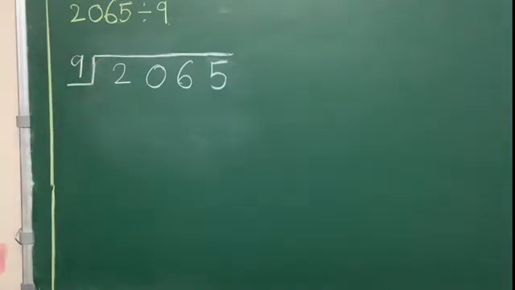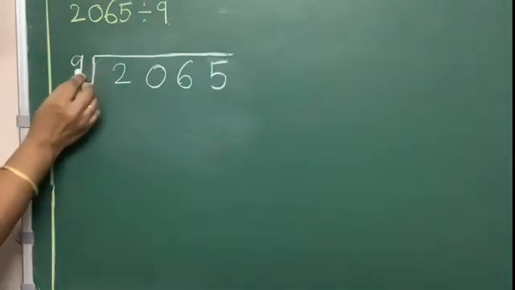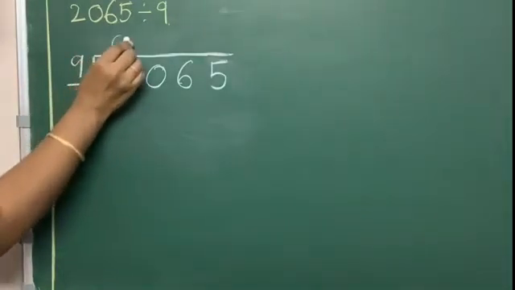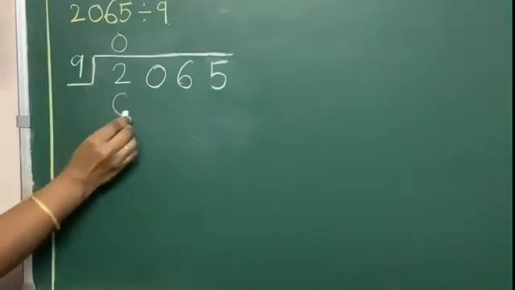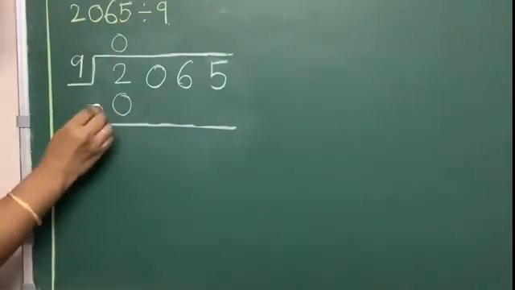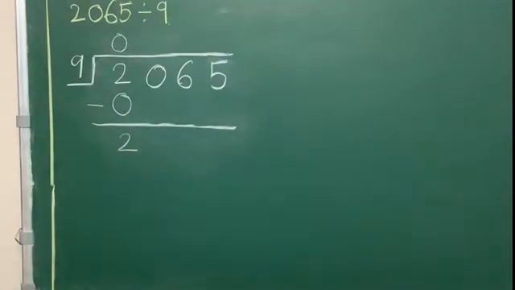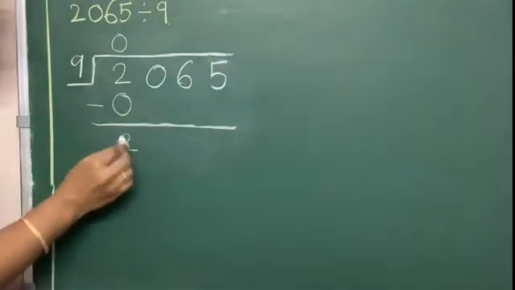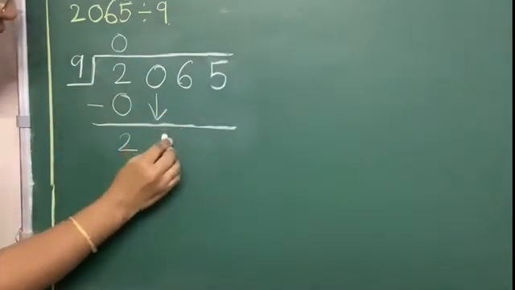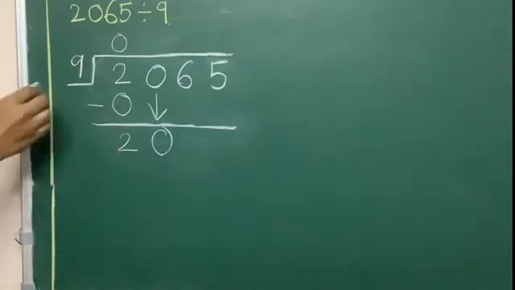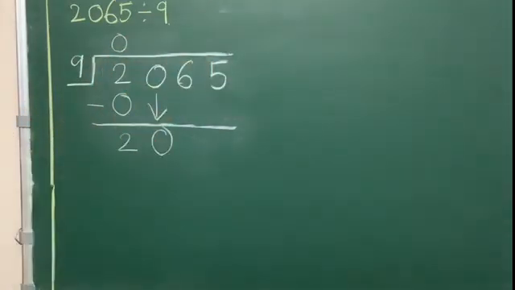So one way you can do is, with 9, how much you have to multiply to get the nearest number of 2? Because here 2 is less than 9. Only way is, you can multiply with 0. 9 zeros are 0. So what is the answer, children? 2 minus 0, it is 2. Right, 2 minus 0, it is 2. Now here 2 is less than 9. Again you bring the other digit down. Okay, this is the way you can do. Now you can continue doing the normal division.